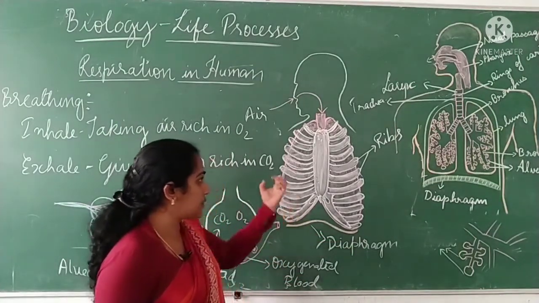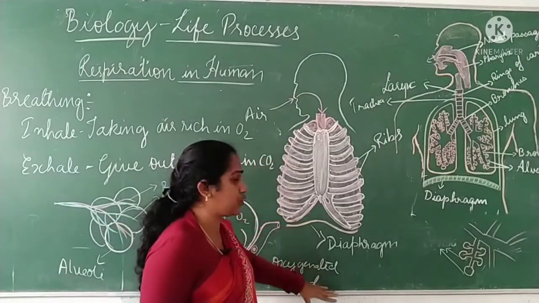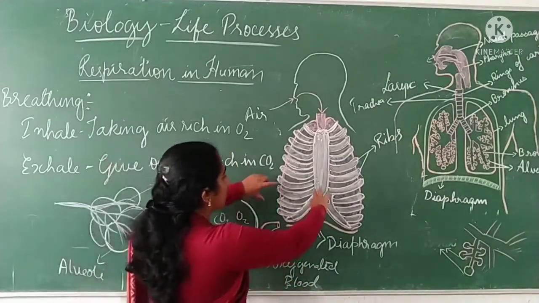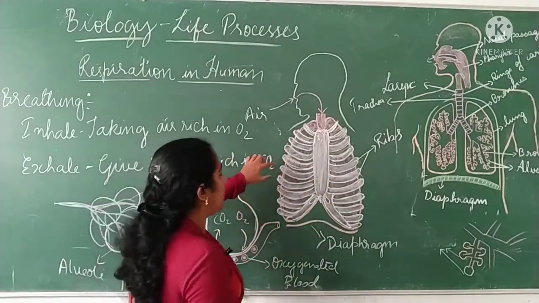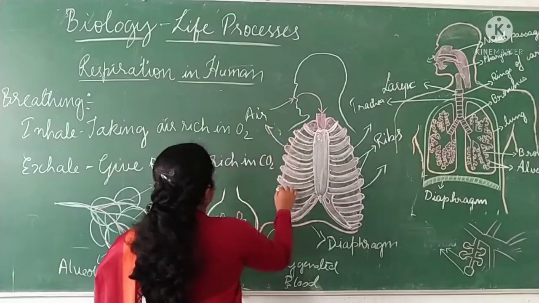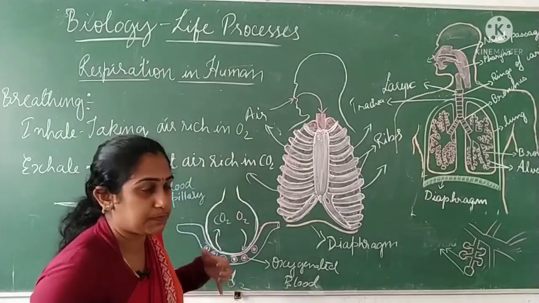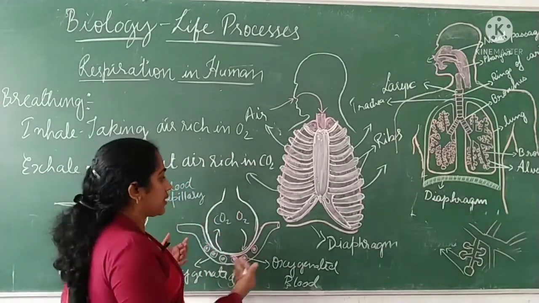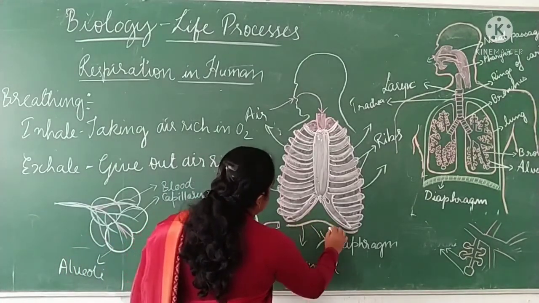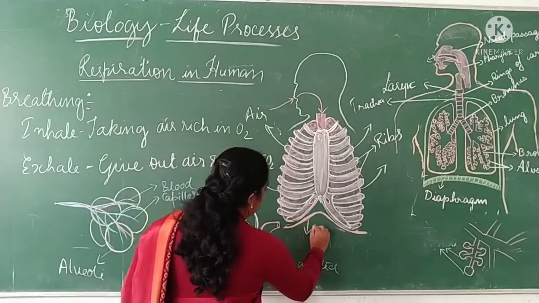The air is sucked inside the lungs by the expansion of the ribs and the diaphragm. When we are breathing in, the muscles of the ribs contract and the ribs move upwards. They are lifted up. When the ribs are lifted up, the space inside the chest is expanded, increasing the volume within the chest cavity. At the same time, the diaphragm is pulled down.